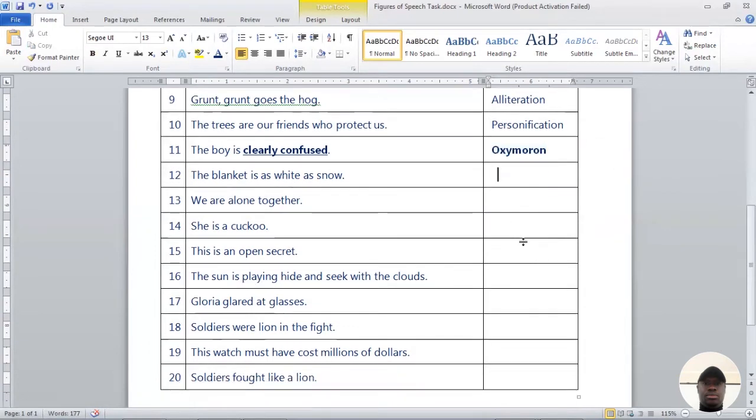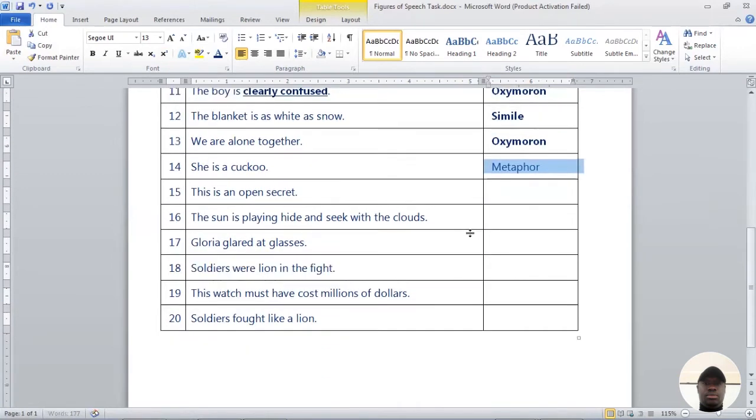Number 12. Simile. Similarly, move on to number 13. Oxymoron. Very correct. Alone and together. Smart of you. Bravo. Metaphor. Very correct. Move on. Keep moving. I'm so much impressed. 15. Oxymoron. Very correct. Open secrets. Personification. Very correct. Look at 17.